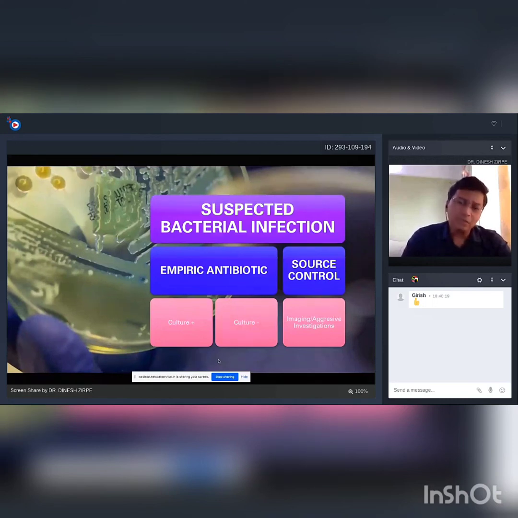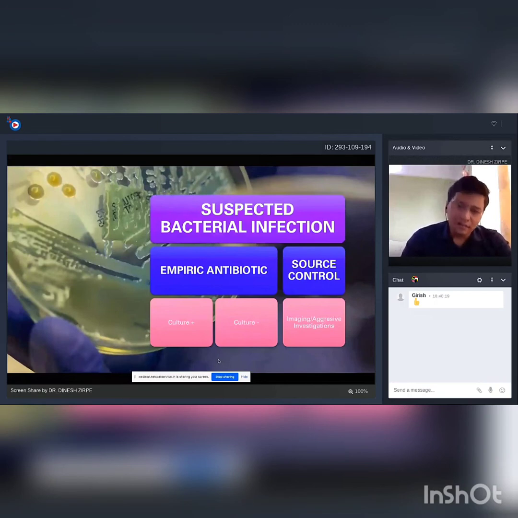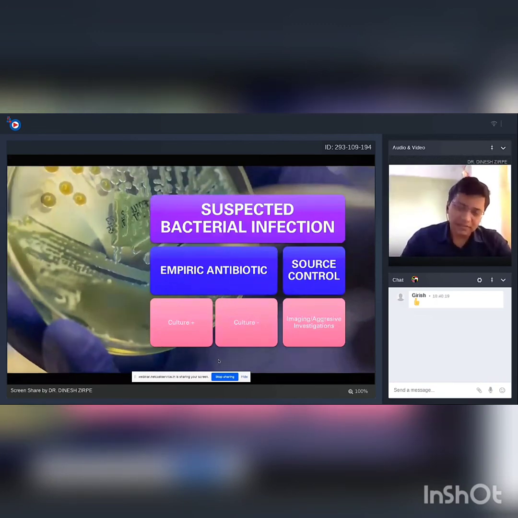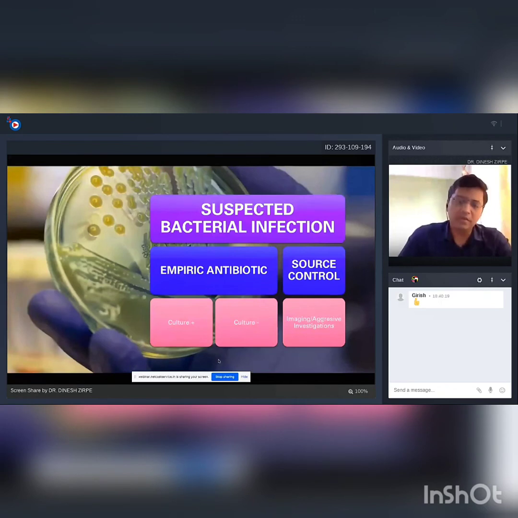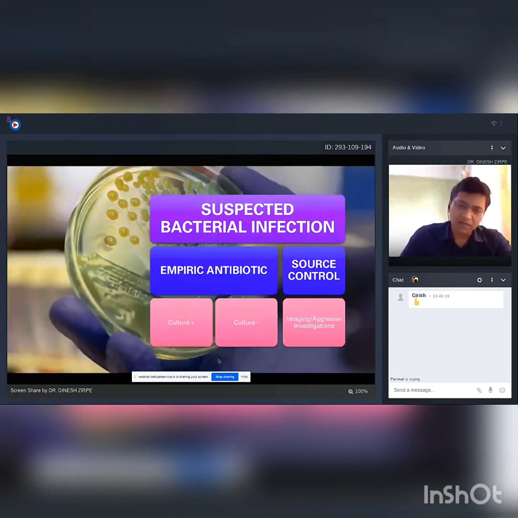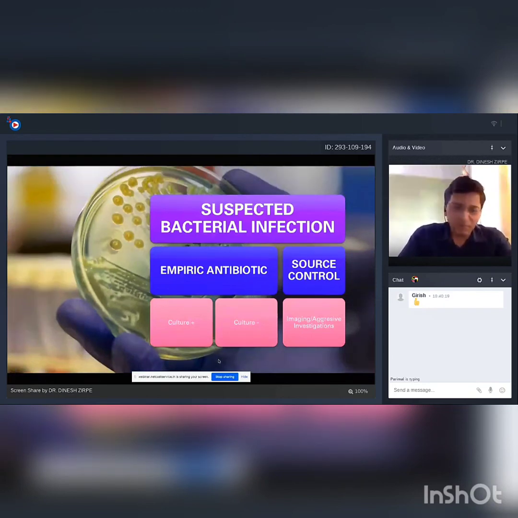But the most important thing you have to find is the source control. Is it a biliary issue? Is it a leak somewhere? Is it an abscess, or an organized hematoma which is getting infected, or has a basal atelectasis got infected? Is there a consolidation? In every round, every time you see the patient, you have to think about source control. Today, if you are not finding it, maybe tomorrow you might get some clue.